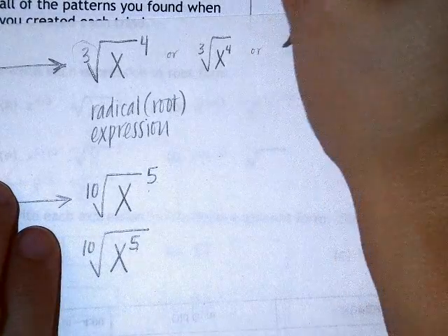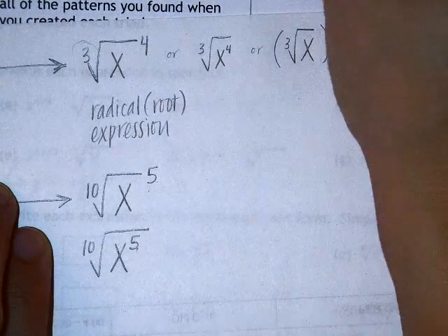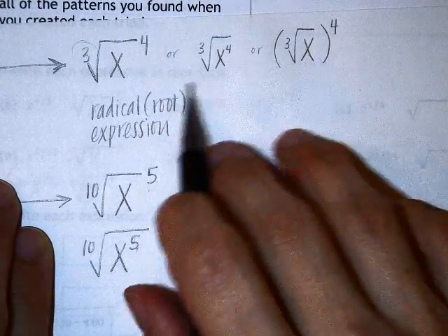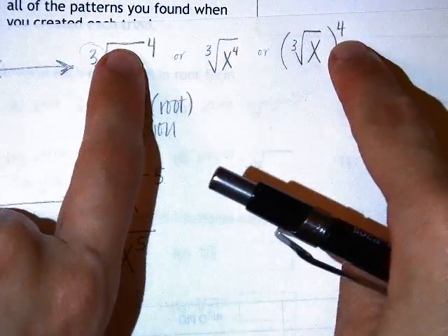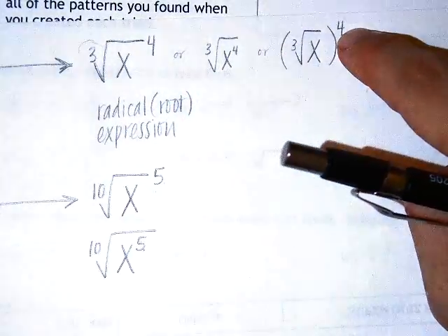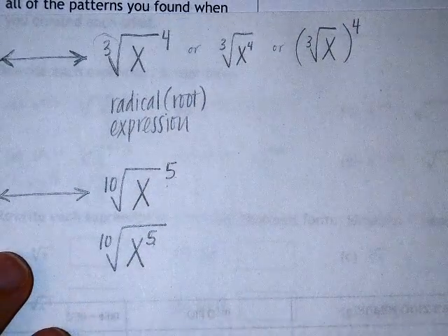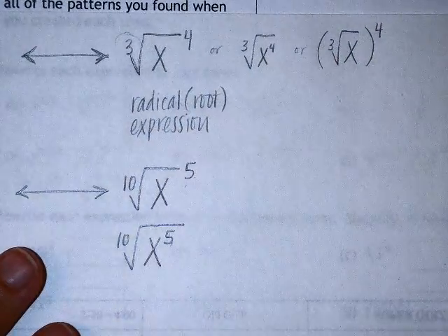Sometimes, weirdly enough, you'll see things that look like the third root of x to the power of 4 with parentheses. Even that's okay, because notice the common thread here. The 4 is always an exponent. It's a superscript on the right-hand side of the expression, lifted up in the air. So however you write it is fine. It's just up to you. I just want you to know that those are all the same thing.